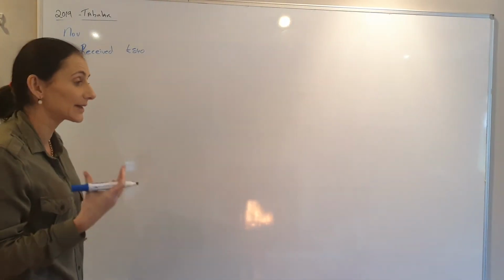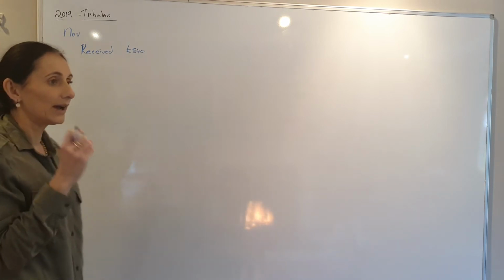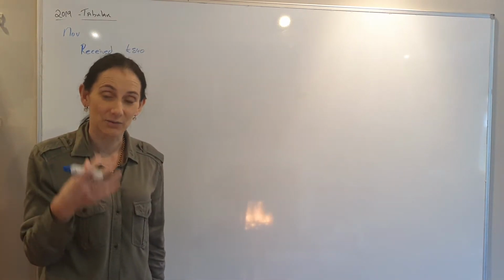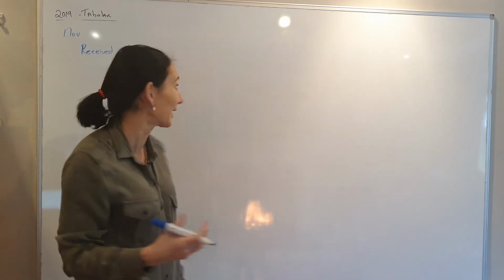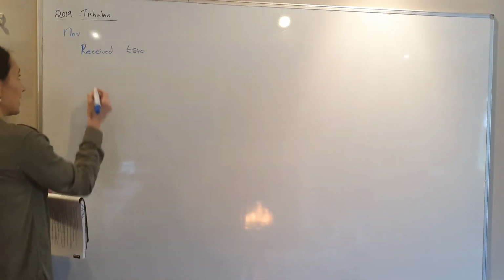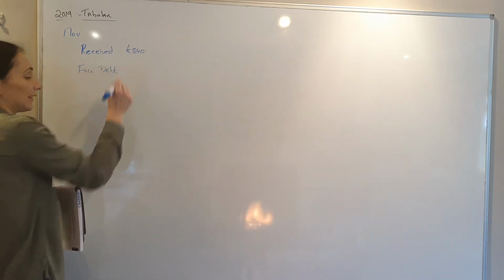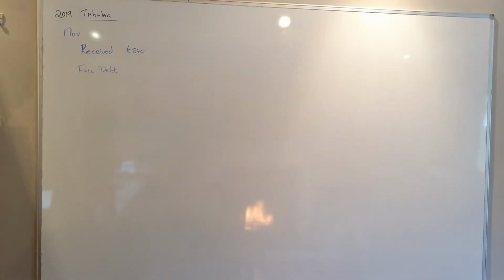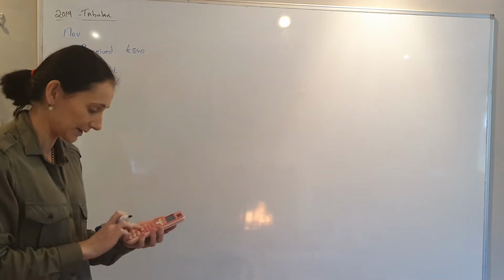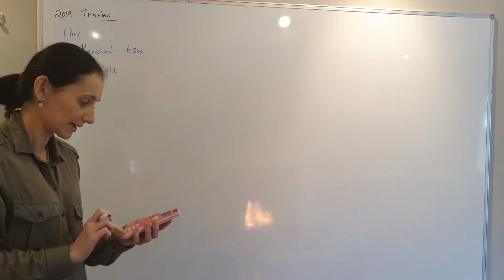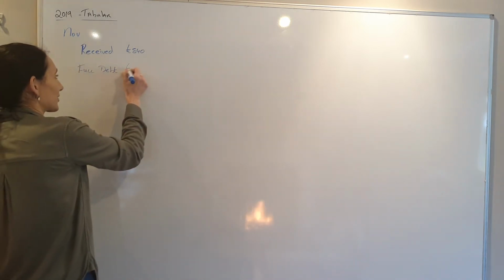So if you follow the steps, like if you're finding this difficult, write out a sheet with your steps on it and keep referring back to it. So the first thing is you have to find the full debt. Now if 840 is 70%, you want 100%. So the full debt is 1200.